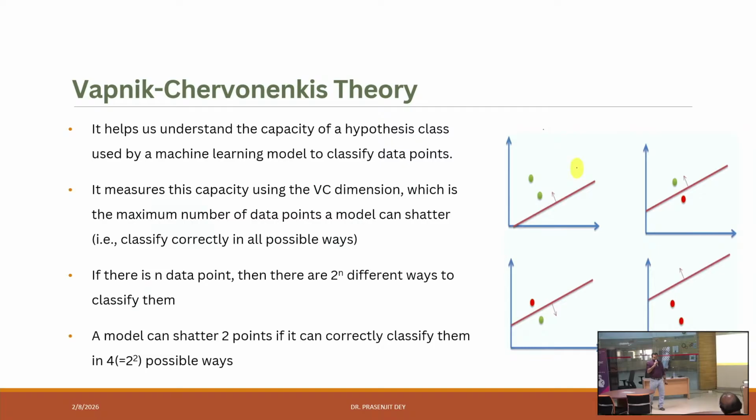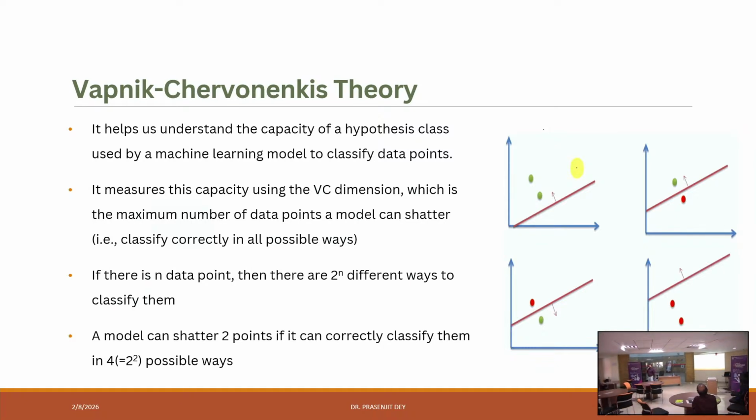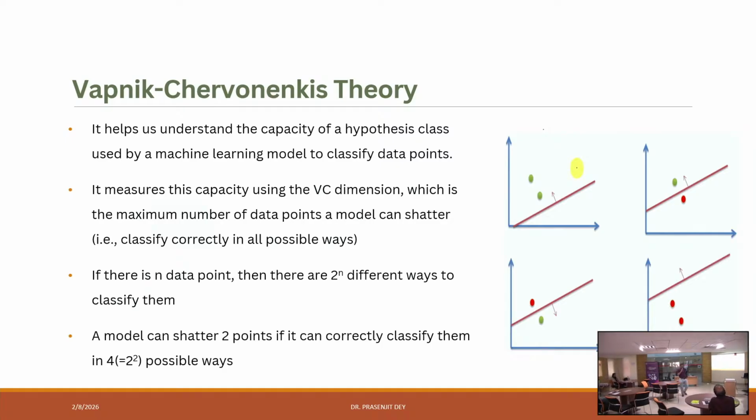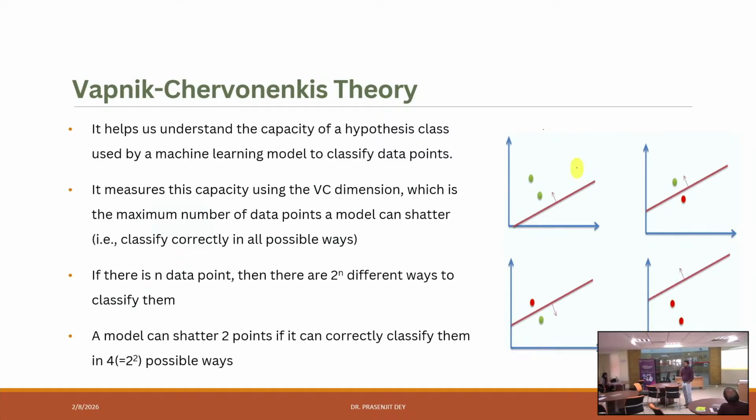So what is VC dimension? VC dimension is a theory that helps us to understand the capacity of a hypothesis class used by a machine learning model to classify the data points. That means it is a concept that is talking about how many possible ways we can separate a number of data points. As we can see in the right hand side picture, there are 2 points in 2-dimensional space.